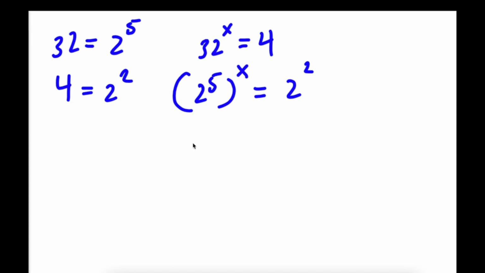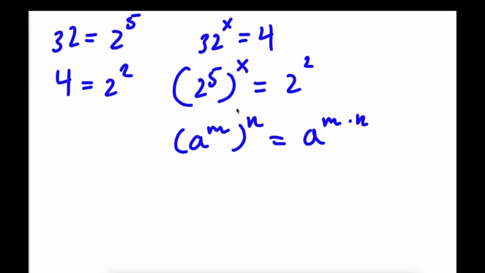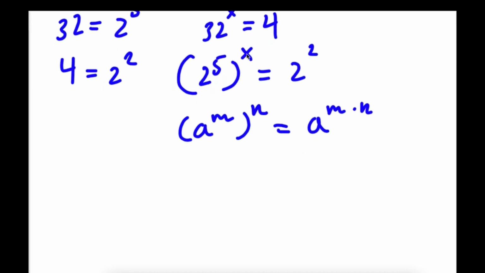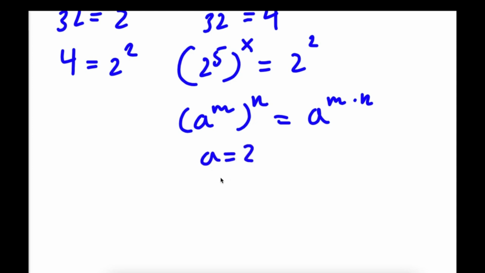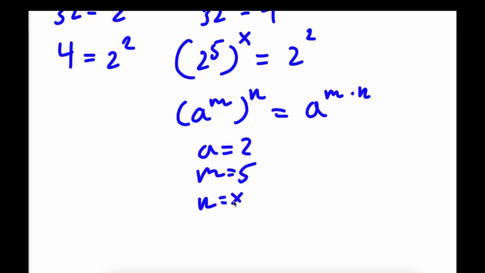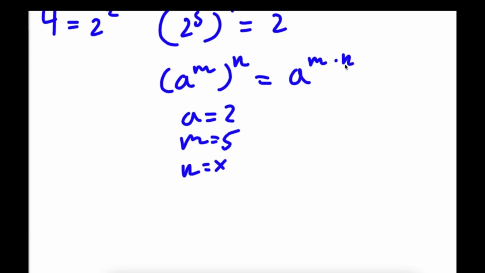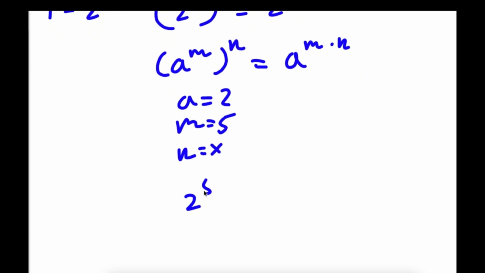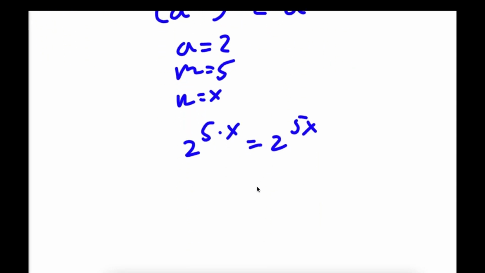Now, if I have something in the form a to the power of m to the power of n, this is equal to a to the power of m times n. So in this case, for 2 to the power of 5 to the power of x, a would equal 2, m would equal 5, and n would equal x. So if I put it in the form a to the power of m times n, I get 2 to the power of 5 times x, which is equal to 2 to the power of 5x.